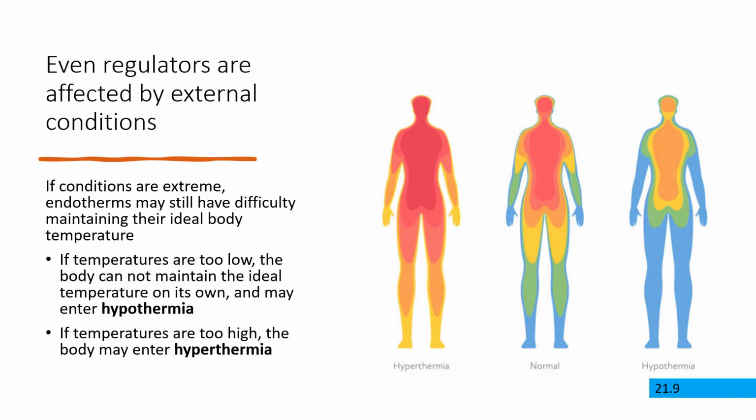However, regulators can't maintain their set points in all external conditions. Even regulators for temperature can be affected if the outside temperature is too high or too low. For us, if the temperature is too low and we can't maintain our body temperature, we might enter hypothermia. If it's too high, we might enter hyperthermia.